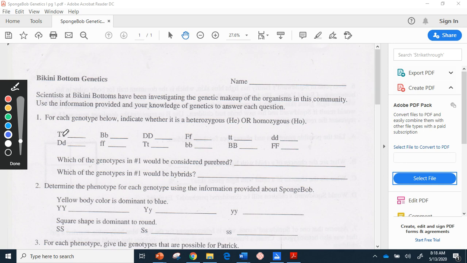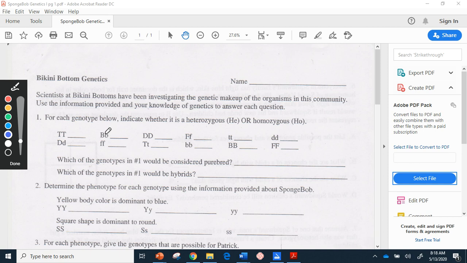So we're going to take a look here. So here we have capital T, two of the same forms of the allele. So obviously this is going to be homozygous, so HO. Actually, that's homozygous dominant. So let's go to the next one.